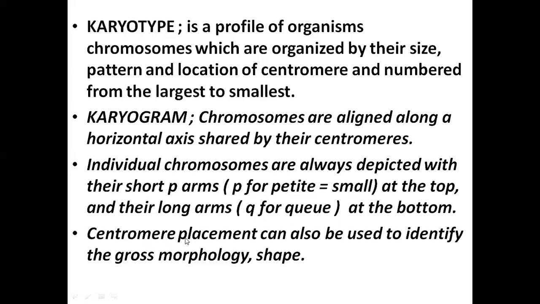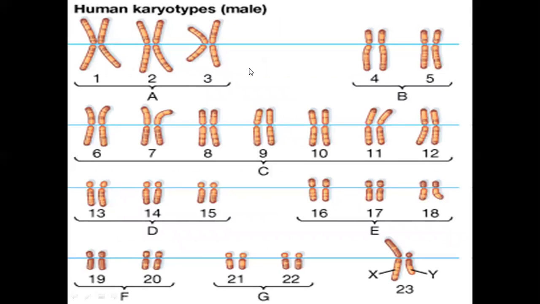So centromere placement can always be used to identify the gross morphology and shape of these particular chromosomes. This is the human karyotype of a male, and also the karyogram of a human male, where we can see the chromosomes are arranged starting from the largest chromosomes to the smallest towards the end.